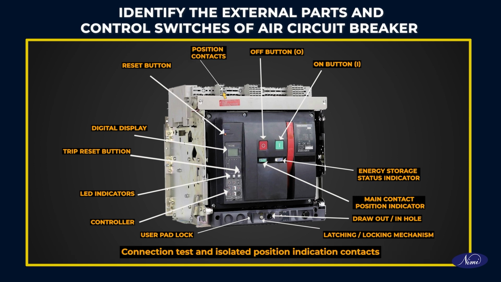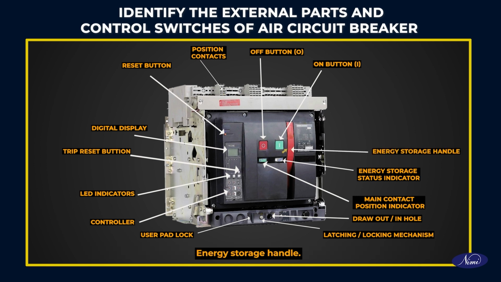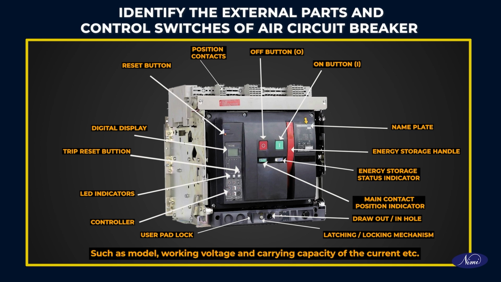Connection test and isolated position indication contacts. These are the connections of the test and isolation position indicator respective contacts. Energy storage handle. It is used as a manual charging handle of the ACB. Nameplate. It specifies the details of the ACB such as model, working voltage and current carrying capacity, etc.